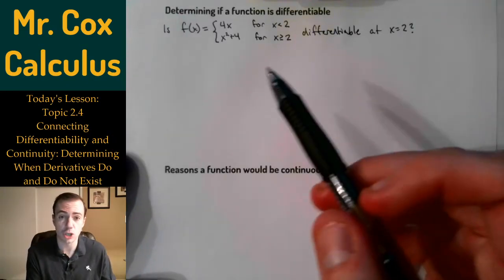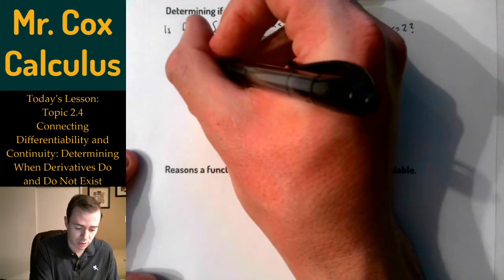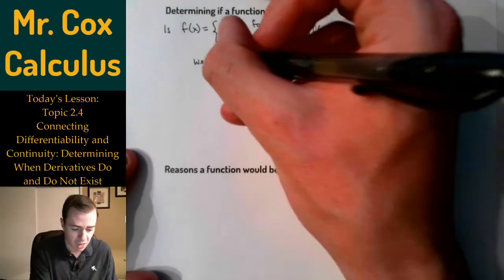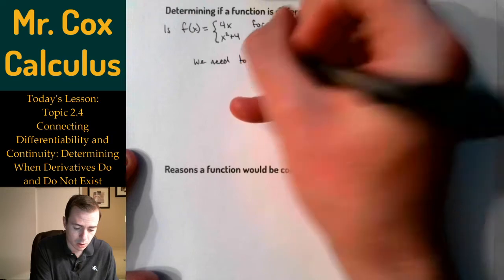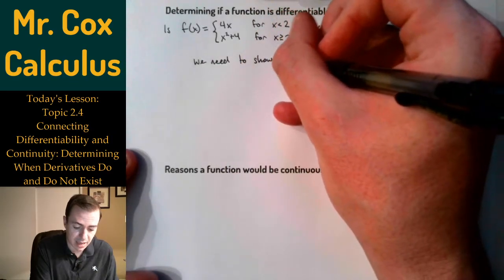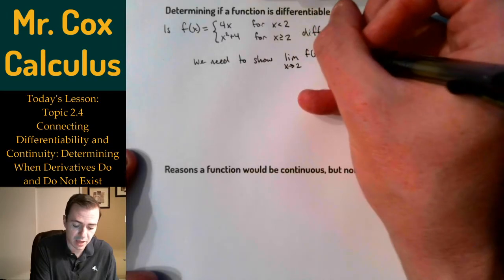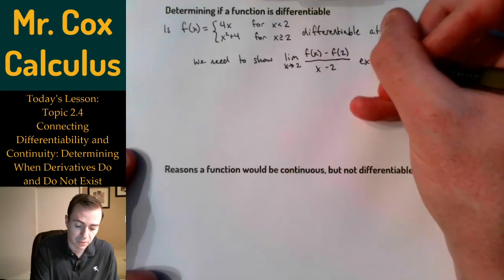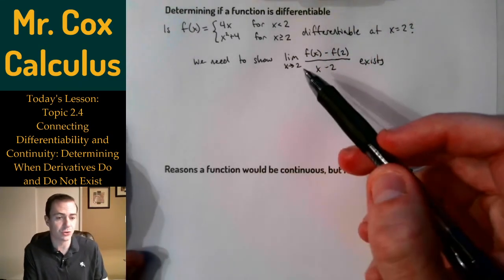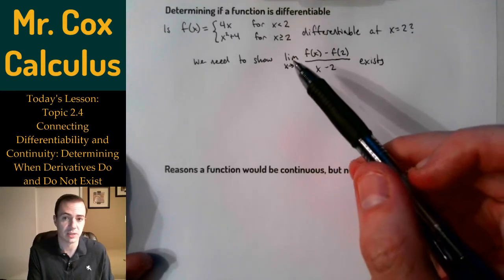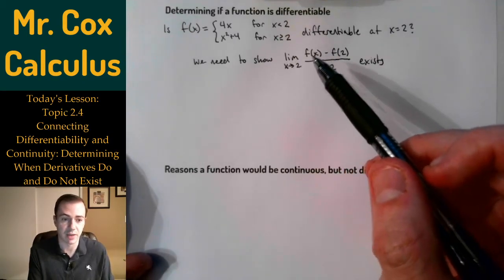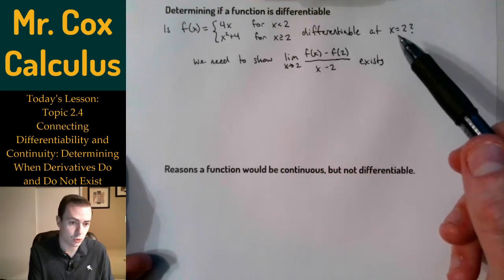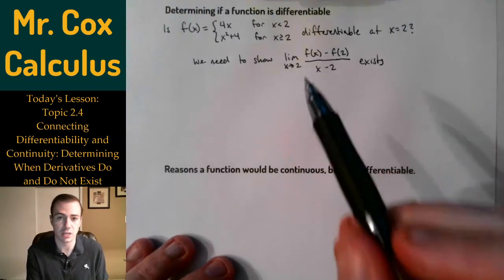Well, in order to show that, if you go back especially to that alternate form for the limit definition of a derivative, we need to show that the limit as x approaches 2 of f of x minus f of 2 over x minus 2 exists. And this is that alternate form for the definition of the derivative. We said the limit as x approaches a of f of x minus f of a over x minus a, where a is this value 2 right here. So we want to show that this particular thing exists.